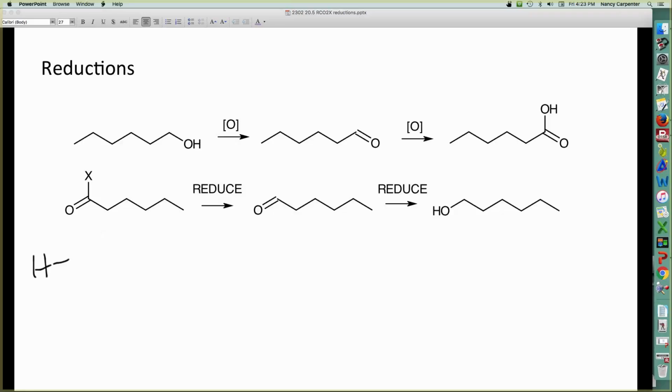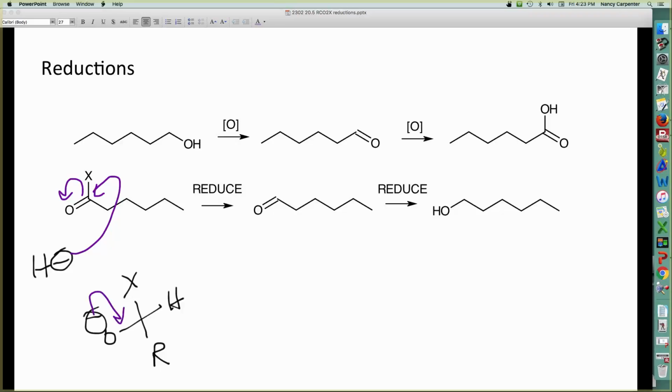So H- adds to our carbonyl, get that nice tetrahedral intermediate, and then, of course, our pi bond is regenerated. I kick out the good leaving group X-. I don't kick out R-. I don't kick out H-. That gives me this guy.